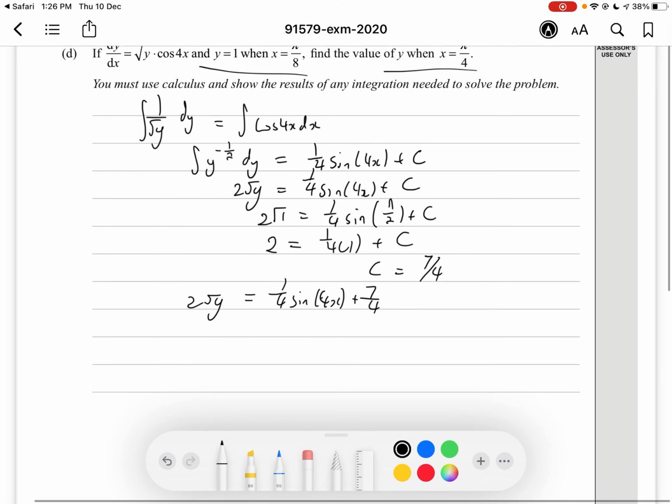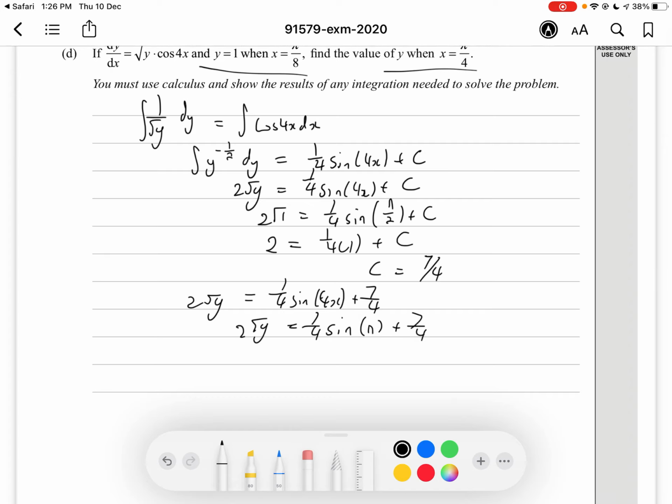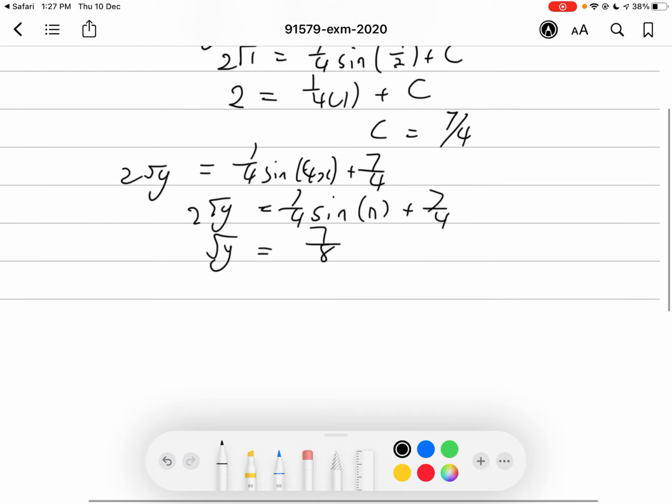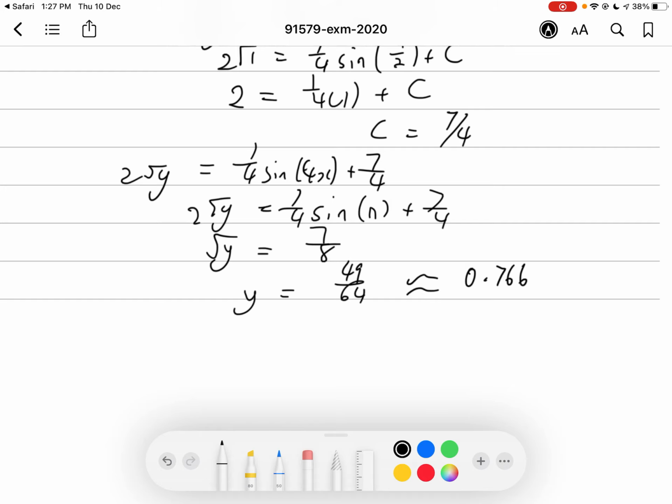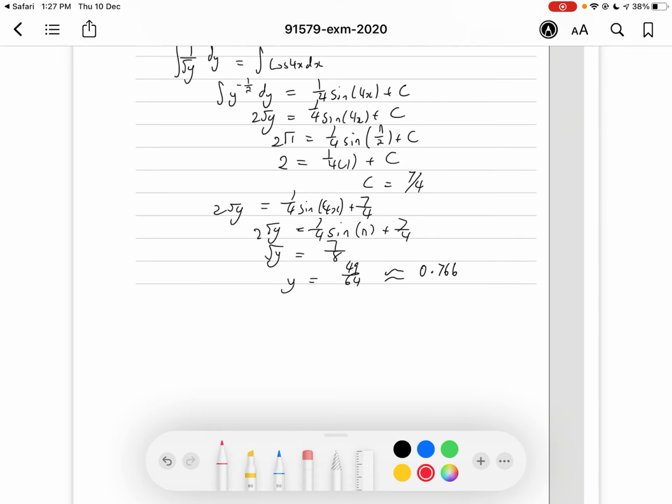So therefore, you can say that 2 square root of y equals 1 over 4 sine of pi plus 7 over 4. Sine of pi is 0, so therefore if we divide by 2 on both sides, we'll get square root of y equals 7 over 8. And if we square both sides, we should get y equals 49 over 64. That is approximately, as a decimal, 0.766. And that's our final answer for this question.